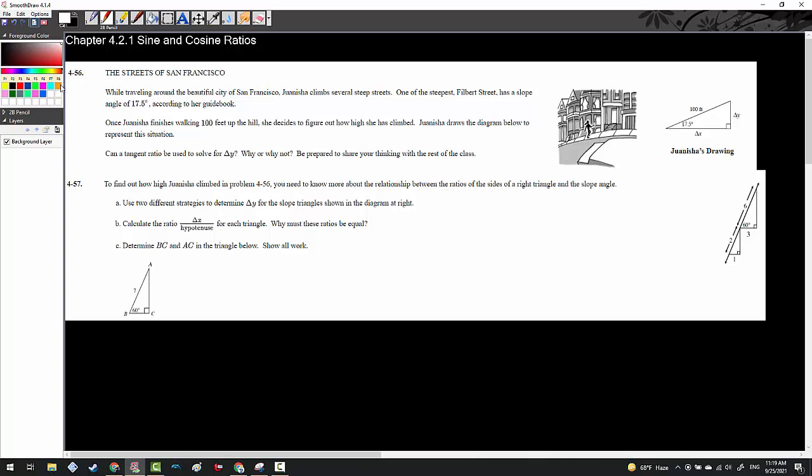So it says, can the tangent ratio, which is what we have learned, be used to solve for the delta y? Why or why not? And so right now, if we know that the angle is 17.5 degrees, and she climbed a slanted distance of 100 feet, can we solve for her elevated distance? I don't think so, because right now tangent can only solve for the opposite and the adjacent sides, and so we couldn't even solve for delta x if we wanted to, given the tools that we have right now. So the point of this chapter is to determine what tools we're going to use in order to solve for the delta y and the delta x.